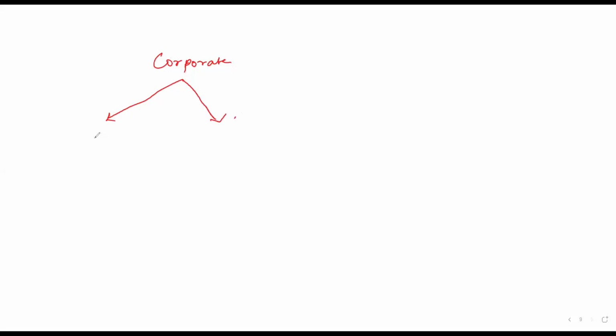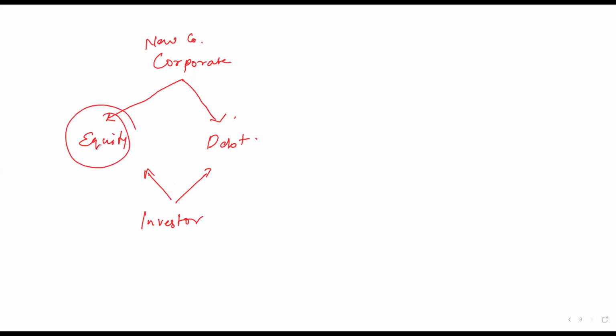So let's suppose there is a new corporate, a new company basically, which can issue equity as well as debt. As an investor, where will you invest? Whether you will invest in debt or in equity. As a logical investor, I will always choose equity over debt for a new company. Again, I'm saying for a new company, because the probability of succeeding is less for a new company, an early stage company.